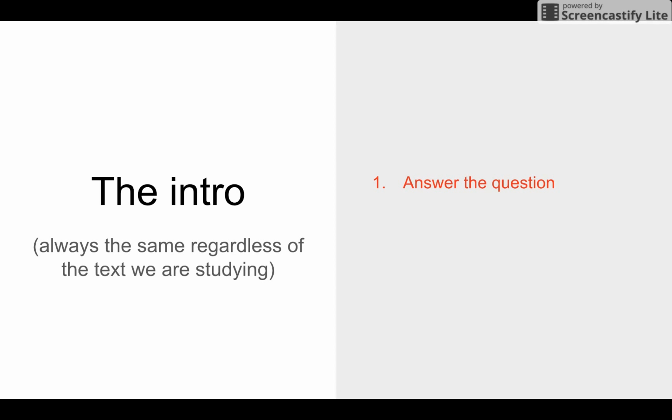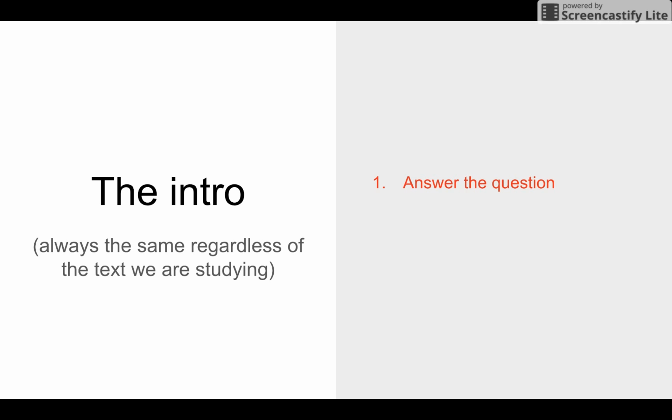So I know you probably wrote the intro in class, but I'm just going to run through this again. Intros are always the same regardless of the text we are studying. And in actual fact, it doesn't really matter what order you do these in, but these are the three things I would like you to do in every intro you write.